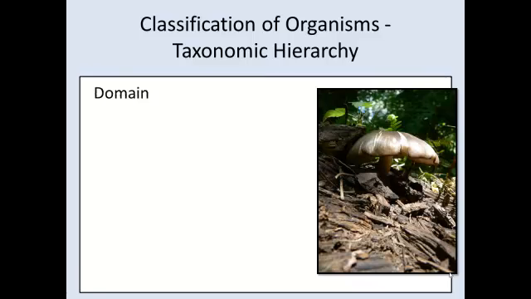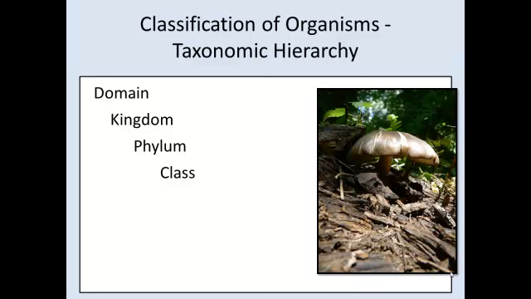Now a reminder of how taxonomic hierarchy is set up. We always start with the domain. So it's either bacteria, archaea, or eukarya. Then we go to kingdom. Now, bacteria and archaea so far have just the one kingdom that has the same name. Eukarya has several kingdoms. And for our example over here, the kingdom that we're going to talk about is fungi.